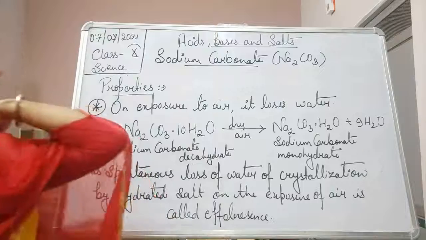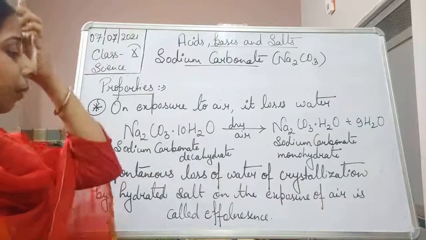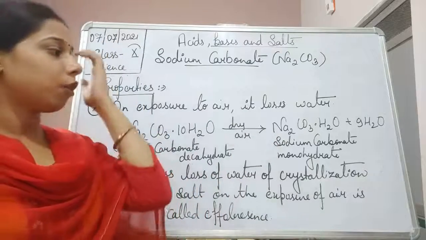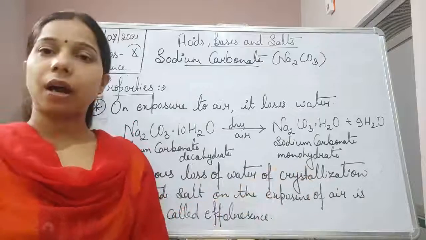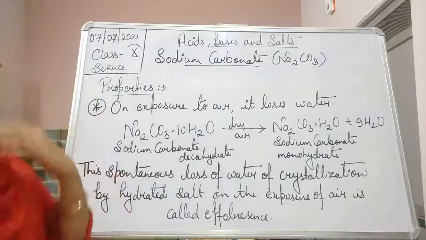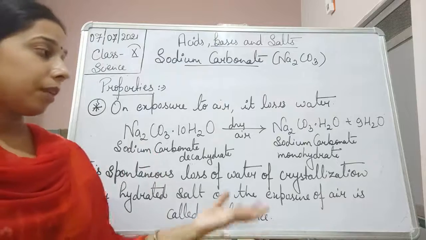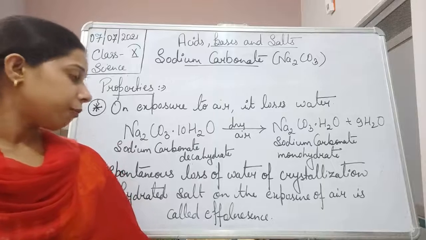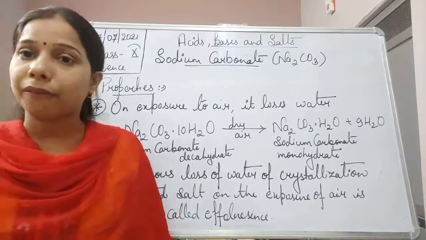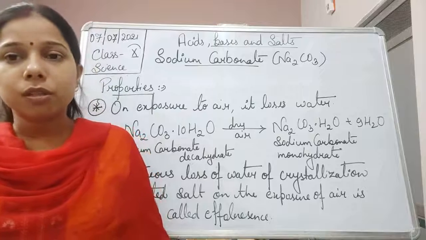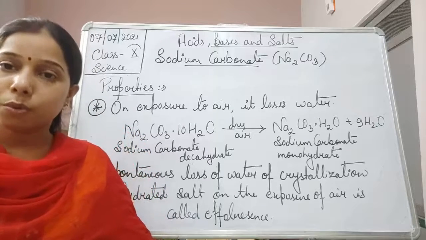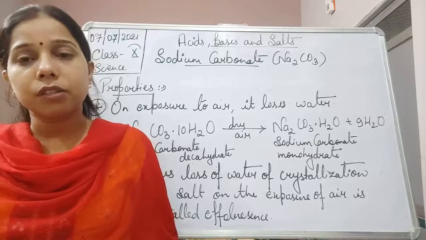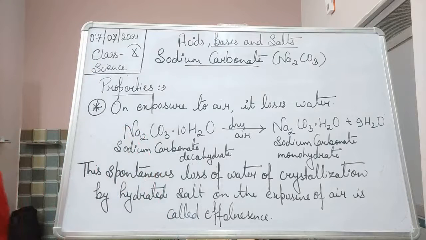efflorescence. Basically what happens, students, when sodium carbonate decahydrate is exposed to dry air, sodium carbonate monohydrate forms, and that is because of the process of efflorescence, where a compound having water of crystallization loses it due to exposure to the air. That is called efflorescence. So here it shows the property of efflorescence also.